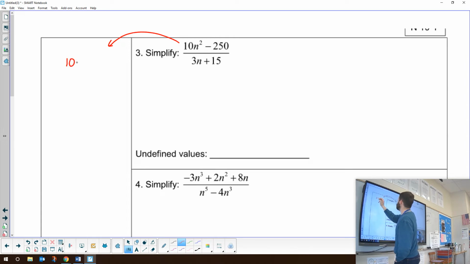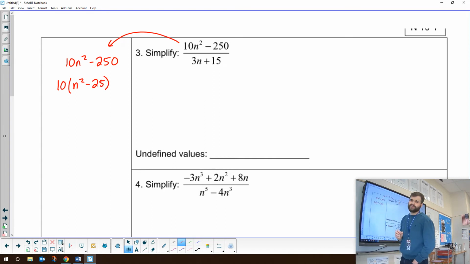So we have 10n squared minus 250. First step, we have a GCF of 10. So I can pull out a 10, and that leaves me with n squared minus 25. And then n squared minus 25 is perfect squares. So we're going to pull that out.